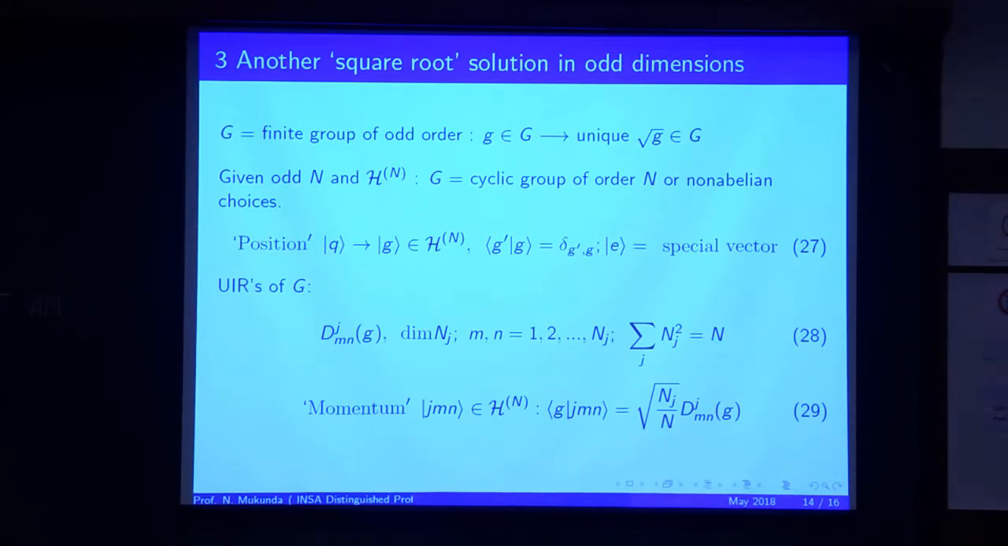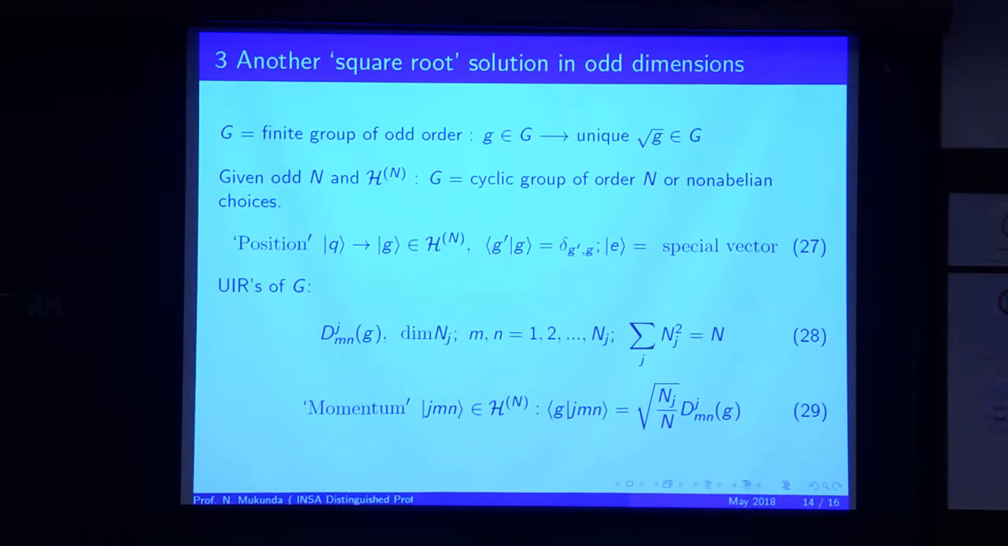So while the role of position is played by group elements, the role of momentum is played by these matrix elements, and here is the expression. So this is the analog in this approach of the overlap between a momentum eigenstate and a position eigenstate. So this is the analog of the plane wave factor.